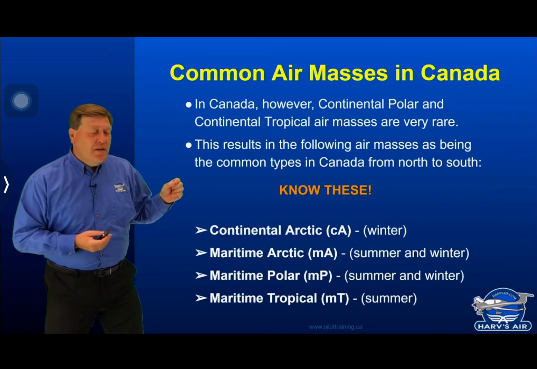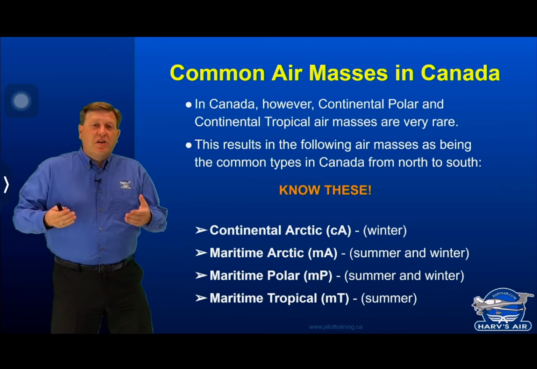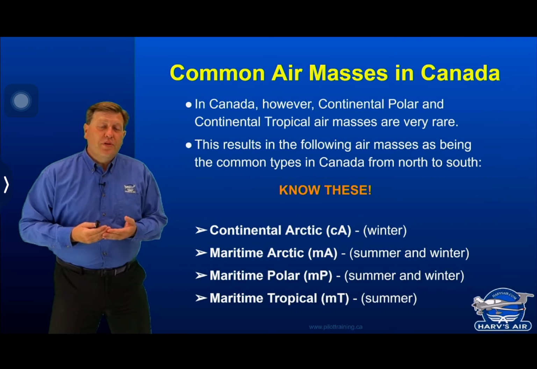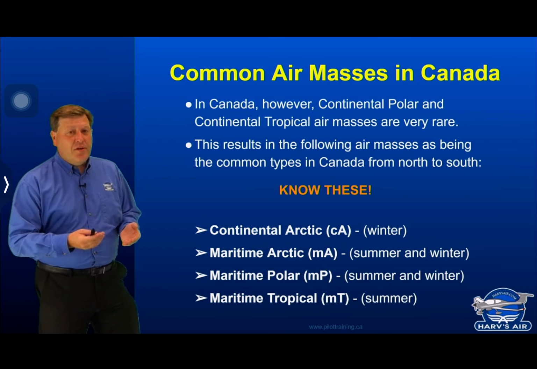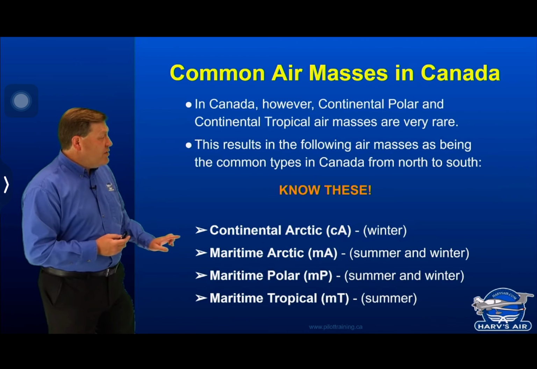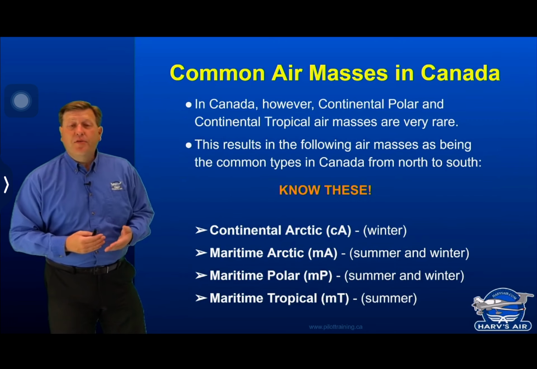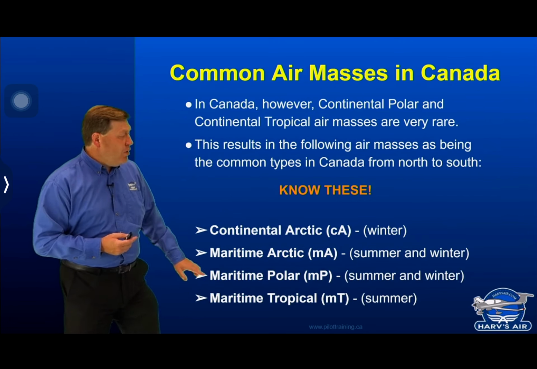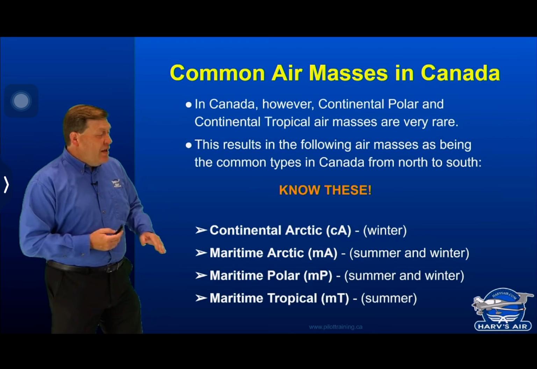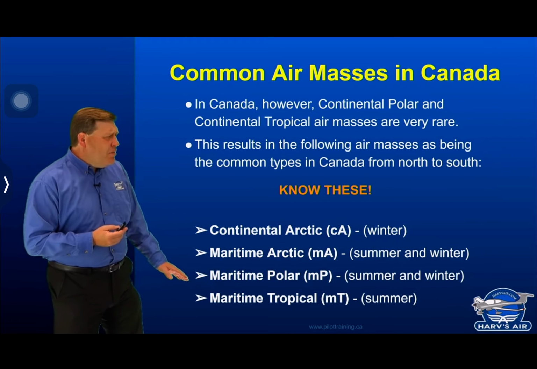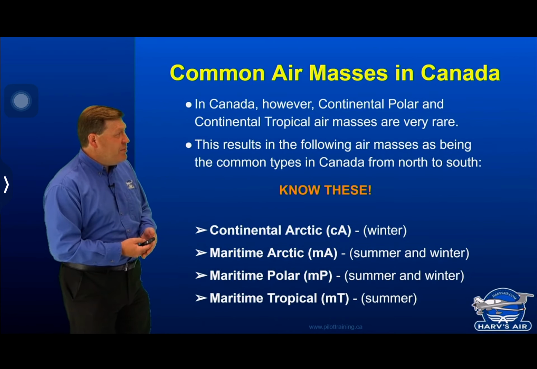So, in Canada, going from north to south, make sure you know these. The most common air masses moving from north to south are continental Arctic, predominantly a winter type of air mass. We also have maritime Arctic, or MA. These we usually find in Canada in the summer and winter. We also have maritime polar, MP. These tend to be formed in the summer and winter as well. And then finally, we have maritime tropical, which is primarily a summertime air mass in Canada. Not always, sometimes they can creep up during the wintertime as well.